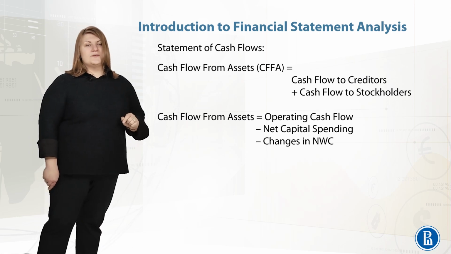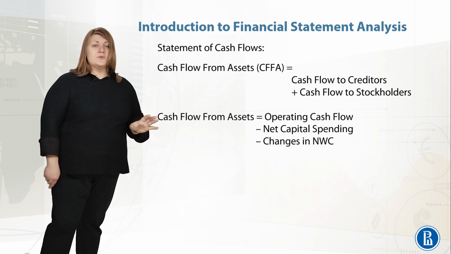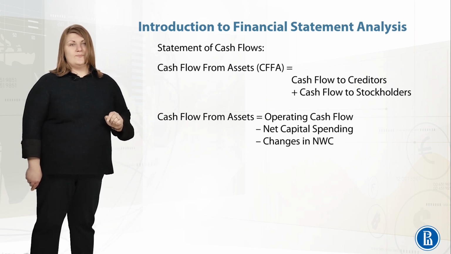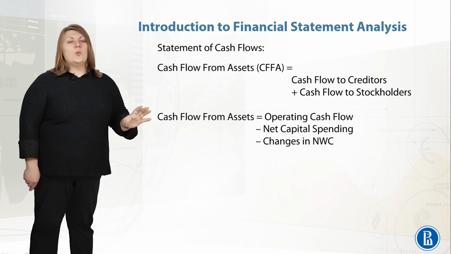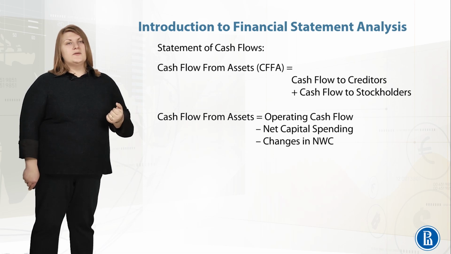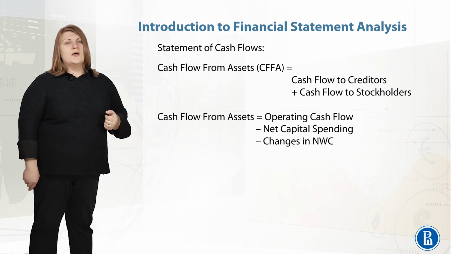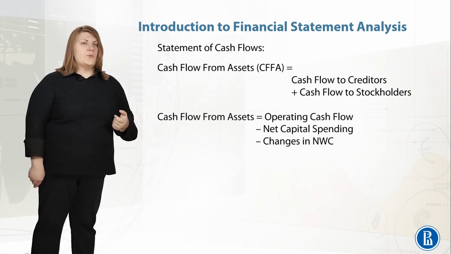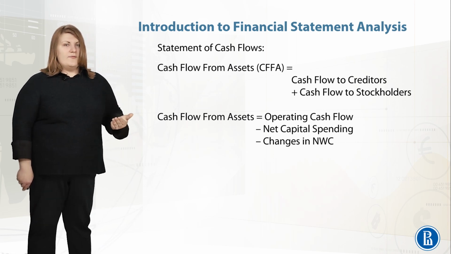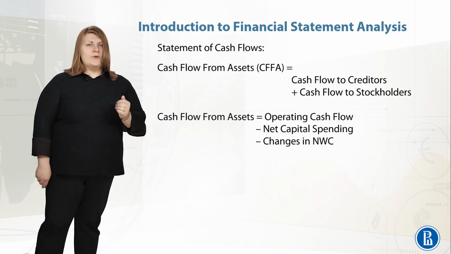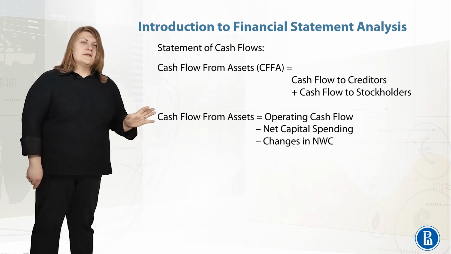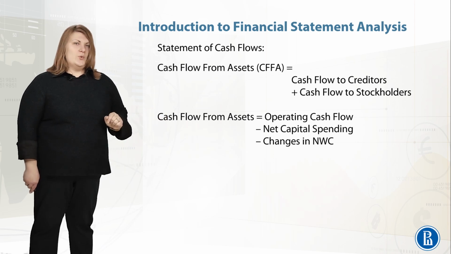And this is a very important equation to remember. We will come back to it later on, and we will use it again when we do our capital budgeting analysis. Here, basically, we want to base our decisions on the timing and risk of the cash flows which we expect to receive from a project. And you can see that here CFFA will be equal to operating cash flow less net capital spending less changes in net working capital.